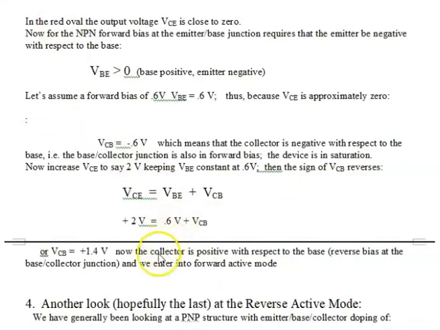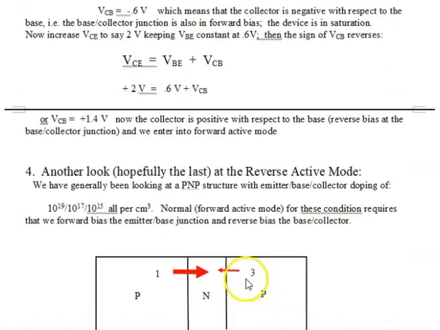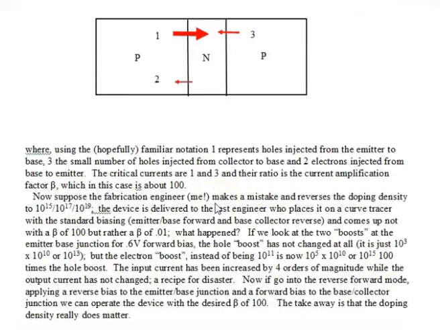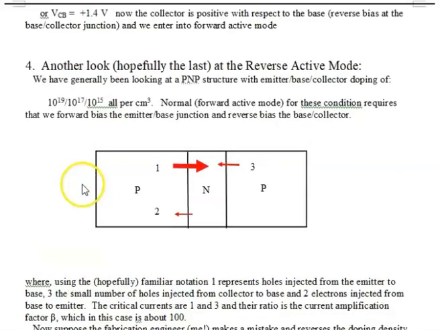One more look, and hopefully the last, at the reverse active mode. So this is the standard case for a PNP structure. We have current 1, which is the big guy, holes ejected from the emitter to the base, and 3 is the little guy, holes ejected from the collector to the base. So we have a standard doping: 10 to the 19th, 10 to the 17th, 10 to the 15th.